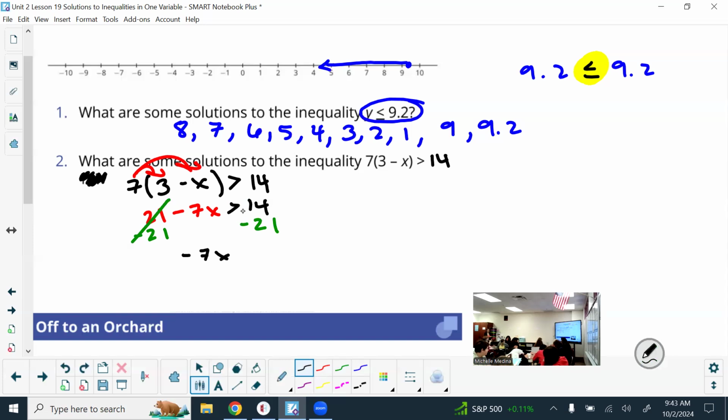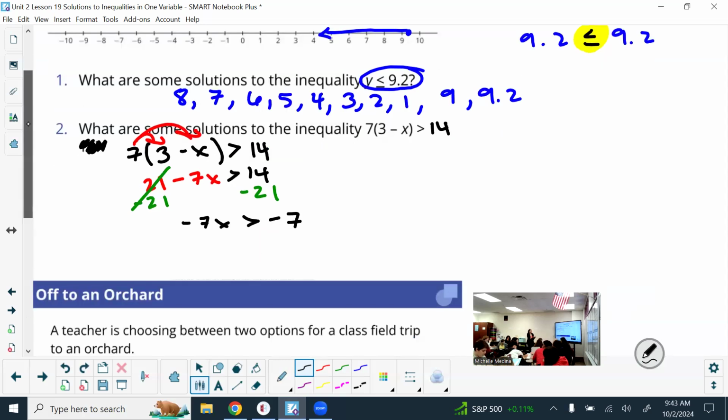Do I need to flip the sign when I subtract? Never when you subtract. So you just copy it, how it looks. 14 minus 21 is negative 7. All right. Table 8.